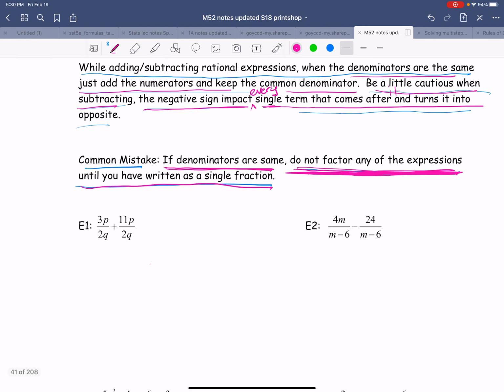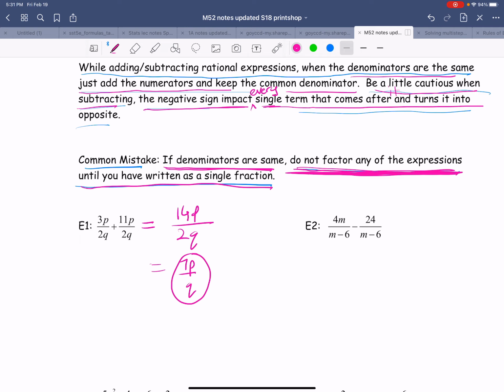3p over 2q plus 11p over 2q. Well, denominators are the same, so the common denominator will be 2q. 11p plus 3p is 14p. Now 14p divided by 2q, 14 can be divided by 2, so it's 7p divided by q. And that's our final answer in the reduced form.